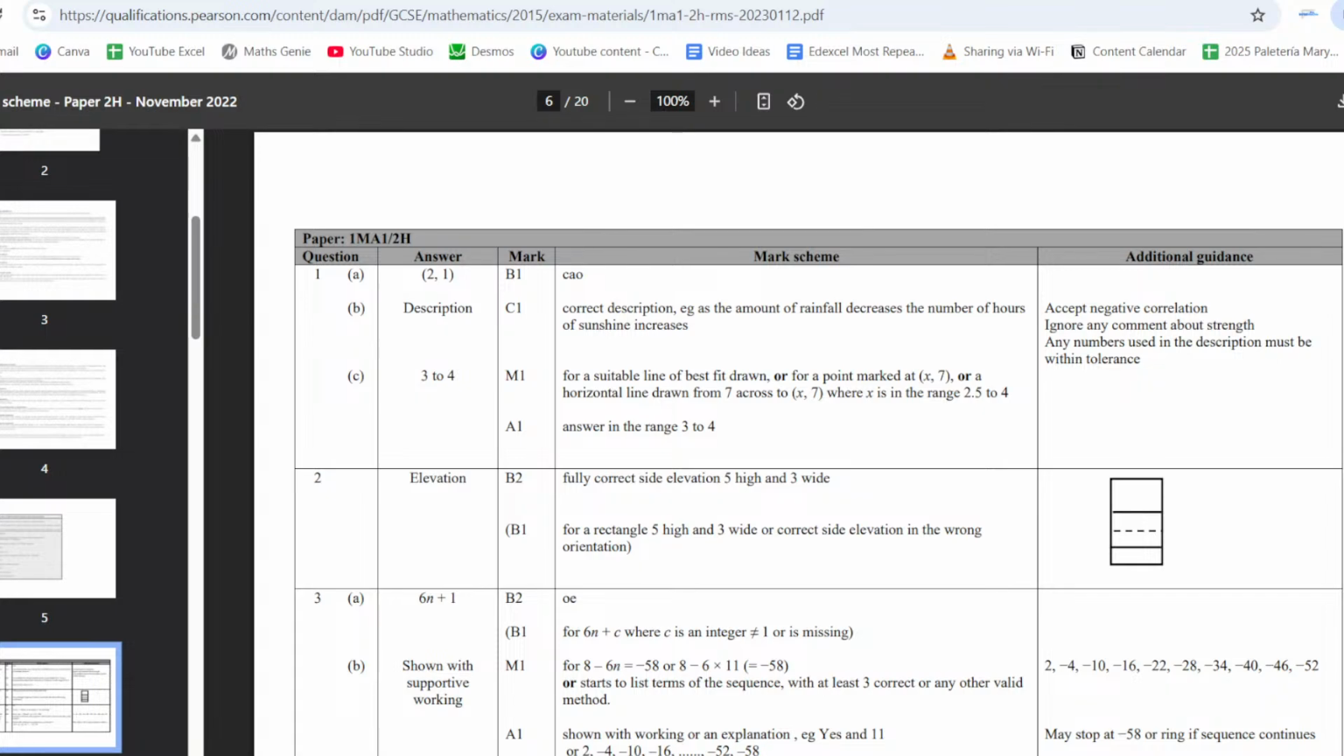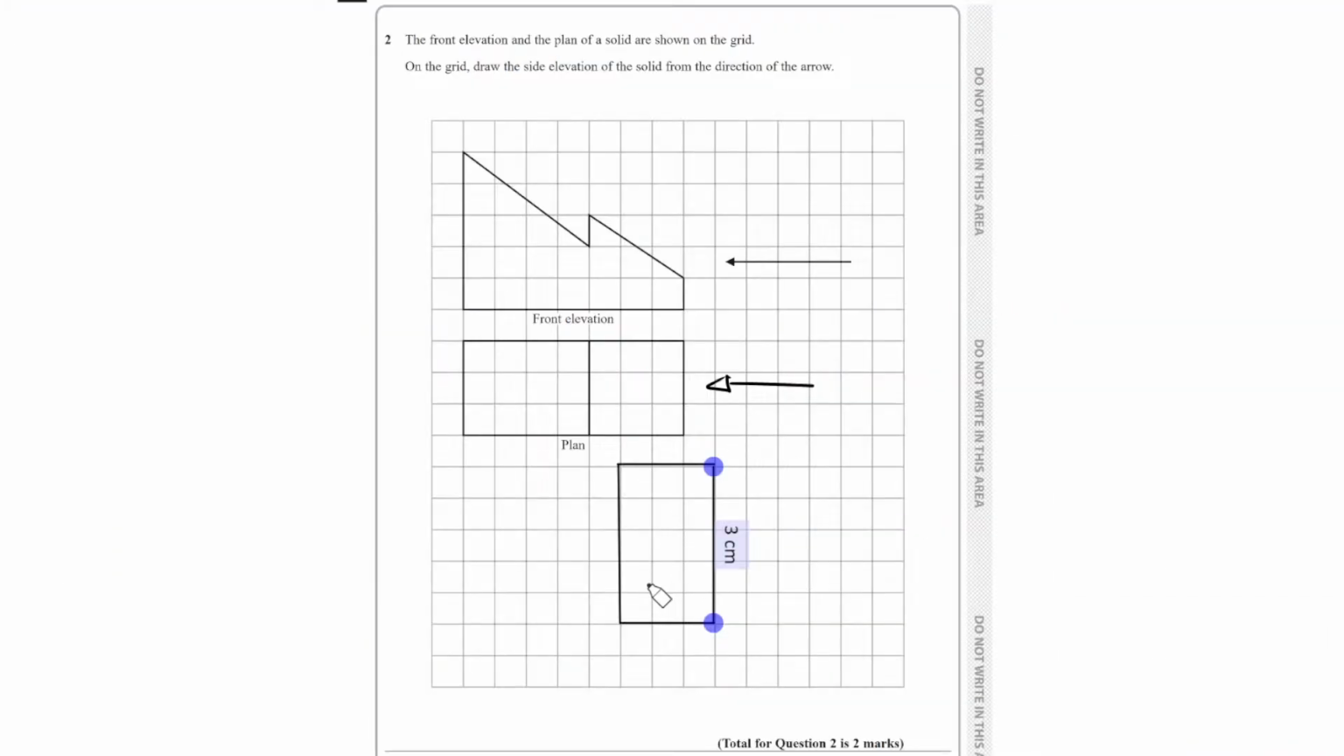And let me just see. For a rectangle 5 high, 3 wide, or correct side elevation in wrong orientation. It's not very obvious, is it? I would probably draw the lines, I think, just to be safe. Maybe the dotted one's not so important, but I would probably draw the lines to show this height and then this height here. So as you said, at 3. That's probably what I would have drawn, yeah.